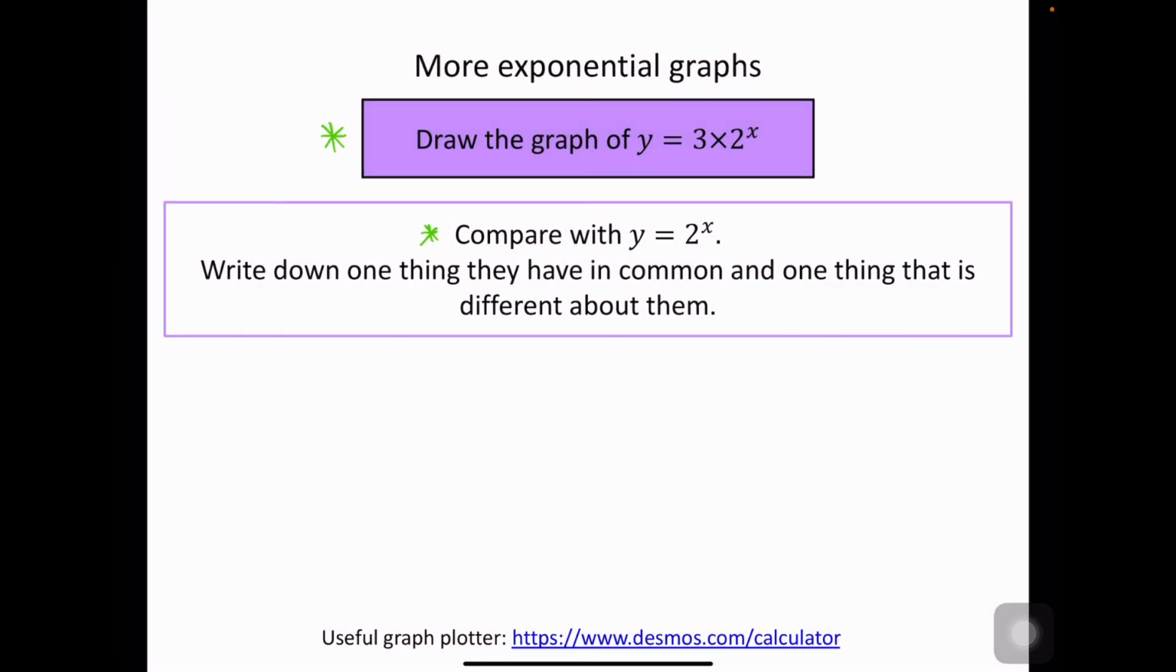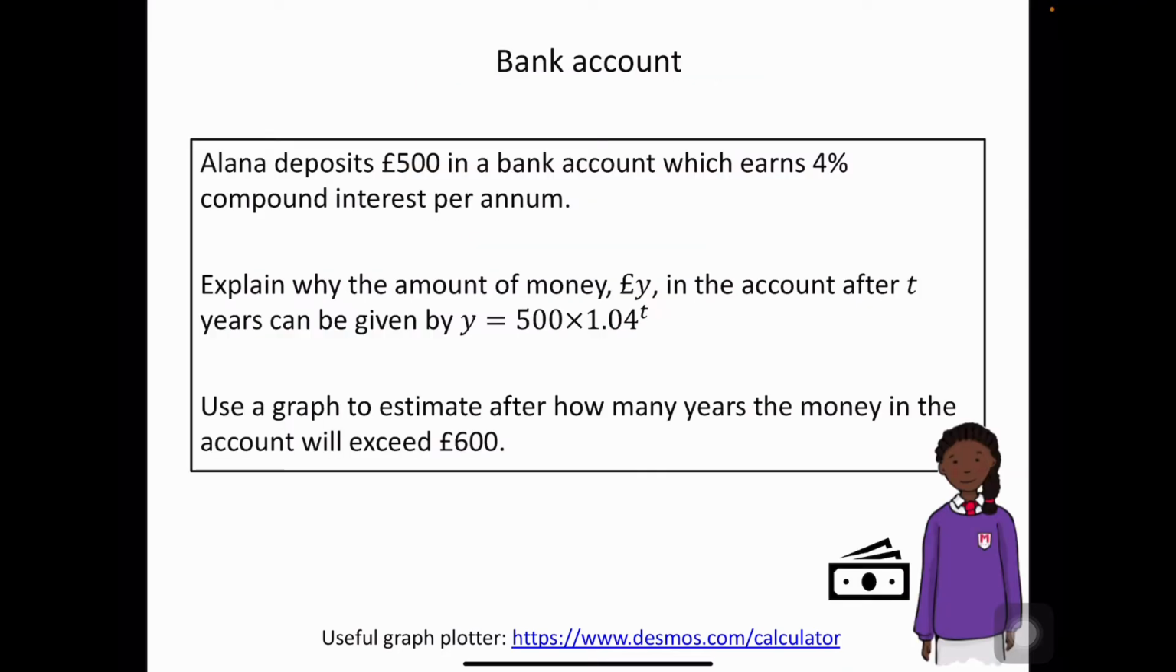Going back to our slides, here we have a bank account example, and what I'm going to do is sketch this on Desmos for you to see how the graph looks. We're going to answer this question as well. So actually, let me read the whole question. Alana deposits £500 in a bank account which earns 4% compound interest per annum. Per annum means per year, by the way.